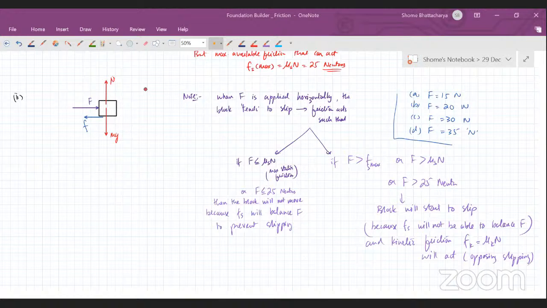Remember, the mass of the block is 10 kg. The coefficient of static friction is 0.25. The coefficient of kinetic friction is 0.20, not 0.02. All right.